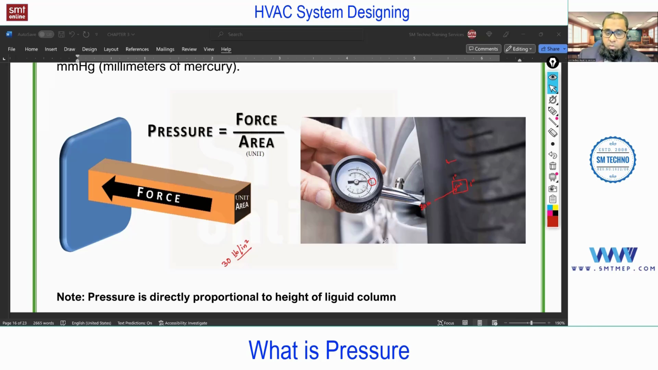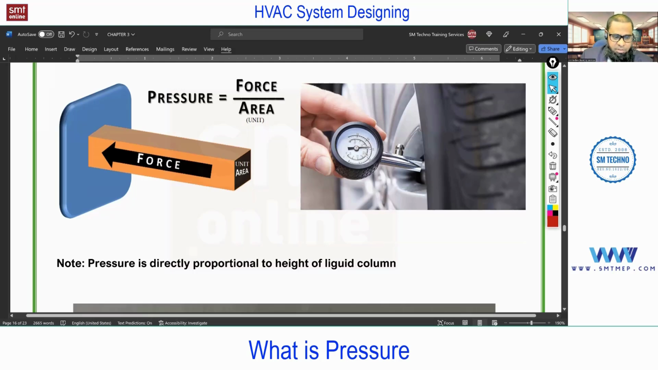Later we'll talk about total pressure. Total pressure is static plus dynamic. We'll discuss pressure further in future classes for the fan or the pump. At this level, just try to understand the basic concept. What is pressure? Pressure is force per unit area. I have some more examples for you, so that you can get a clearer idea.